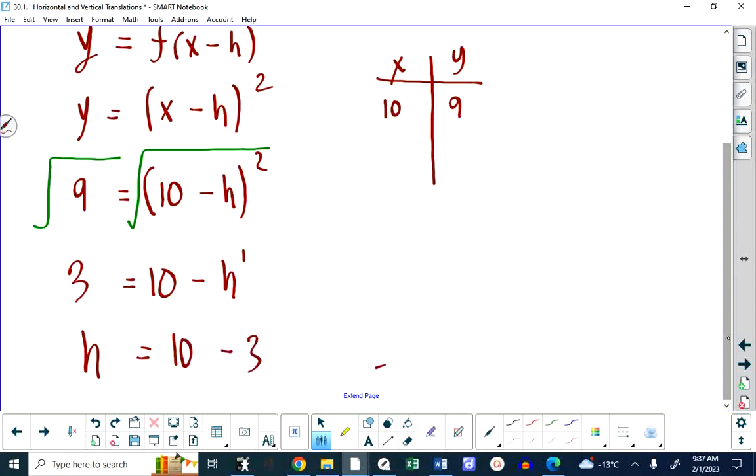And the bottom line is what I'm doing here is called transposition. When you have a term on one side of an equation and you move it to the other, it switches signs. If it's positive on one side, when you move it to the other side, it becomes negative. If it's negative on one side, it becomes positive. So we end up with h equals 7.